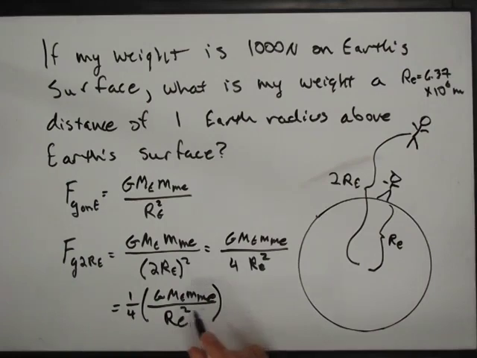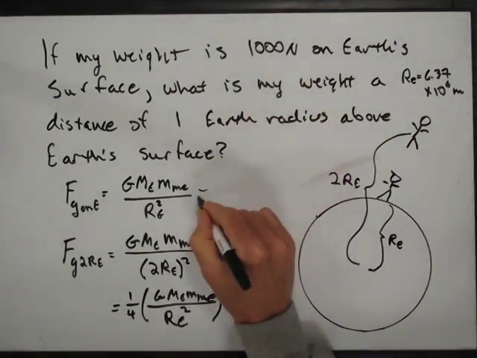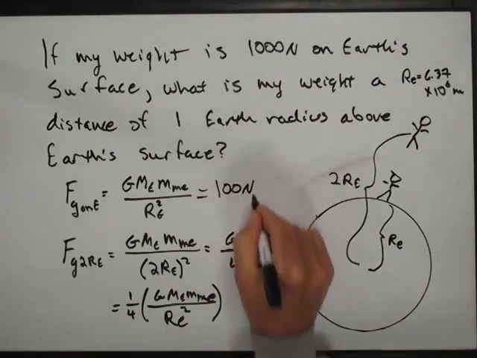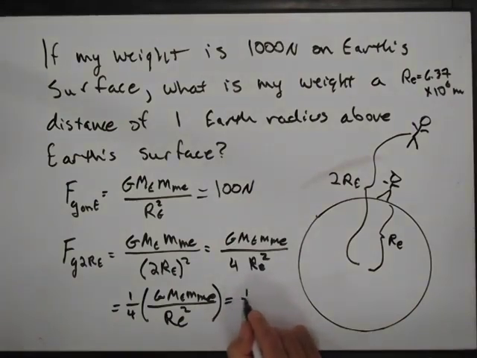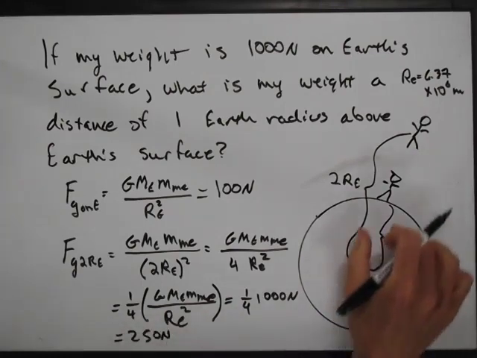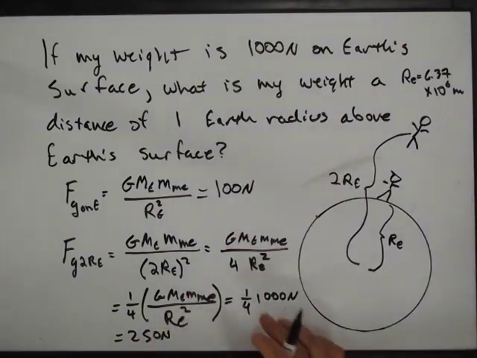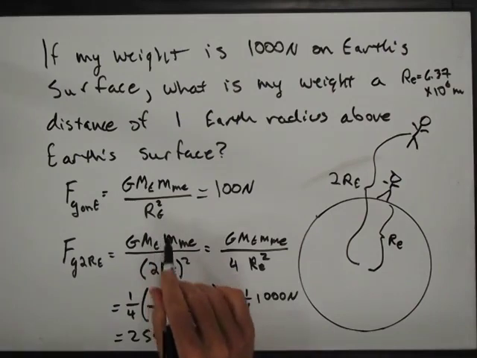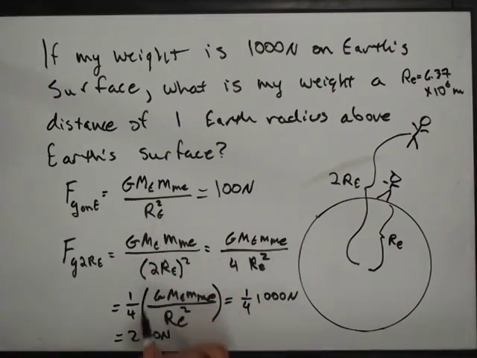But this thing is what we said is 1,000 newtons. This is what I weigh on the Earth's surface. So it's 1/4 times 1,000 newtons, which is 250 newtons. As I get farther away, my weight decreases because the gravitational force on me decreases. It decreases as 1 over r squared. So if I'm twice as far away, my weight is 1/4 as big.